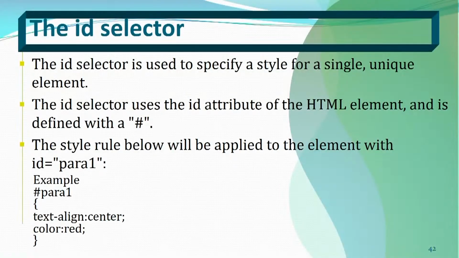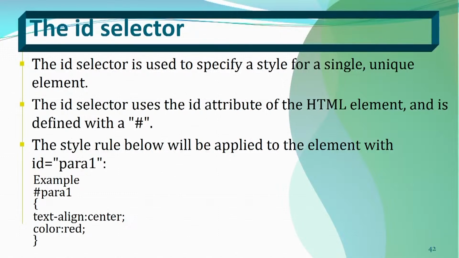Next is ID selector. ID selector applies when we have to style only single element. When we refer to a group of elements, we use class selector. When we use a single element, we use ID selector. So the ID selector is used to specify a style for a single unique element. The ID selector uses the ID attribute of the HTML element and is defined with the hash. So in this example, we have ID equals to para 1.